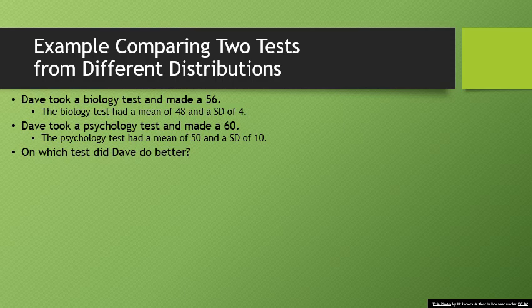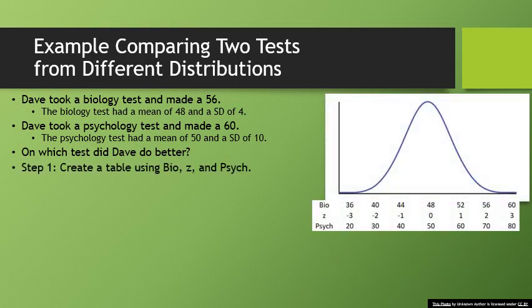Then he took a psychology test and he made a 60. The psychology test had a mean of 50 and a standard deviation of 10. On which test did Dave do better? Step 1, we're going to create a table using bio scores, z-scores, and psych scores. I usually just put z in the middle, but you could put it on the top if you liked.